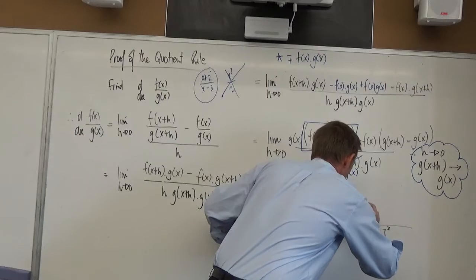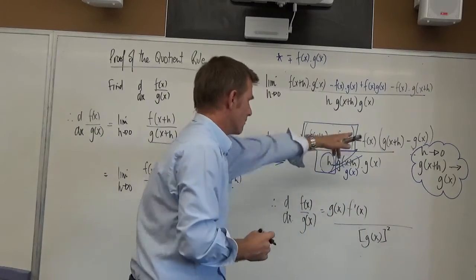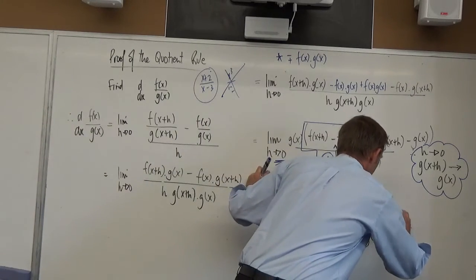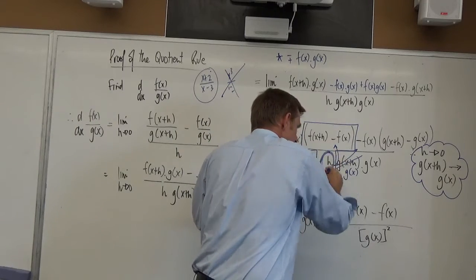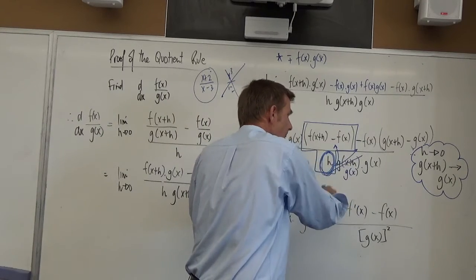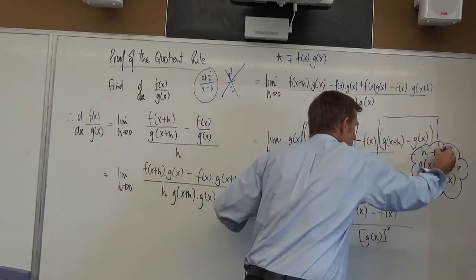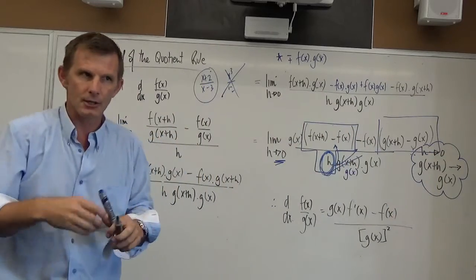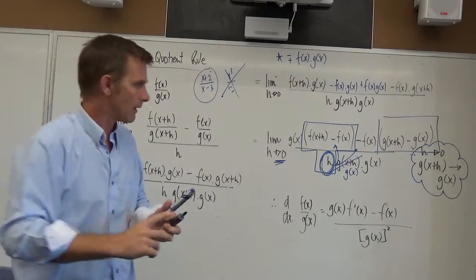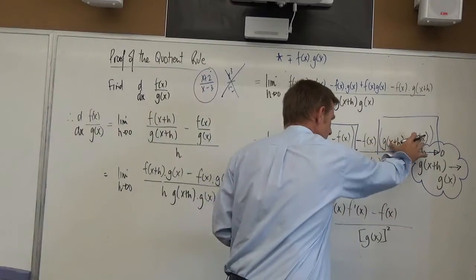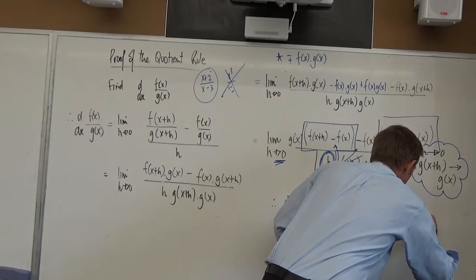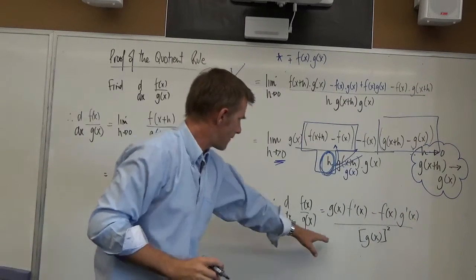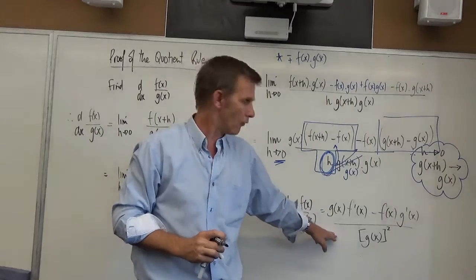So I can add that in. Minus f of x. And in the same way, this h here, which I'm going to divide everything by, and this here, isn't that really just g dash of x? That's really just the derivative of g of x written in that longhand form. So times g dash of x. And then we've got our quotient rule formula.